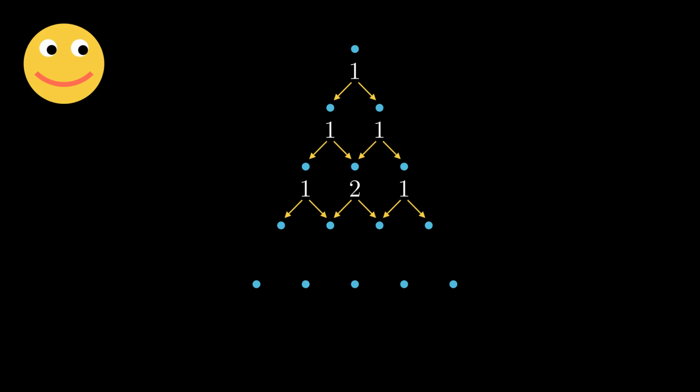The edge values are always 1, as they can only be reached from a single number, which is always 1. This pattern can be continued infinitely, but for now, we will examine only the first 5 rows.